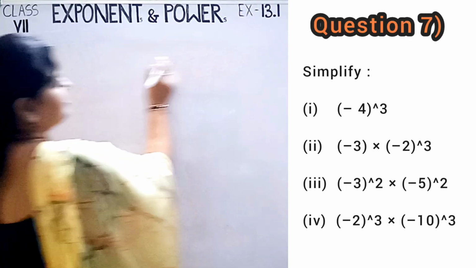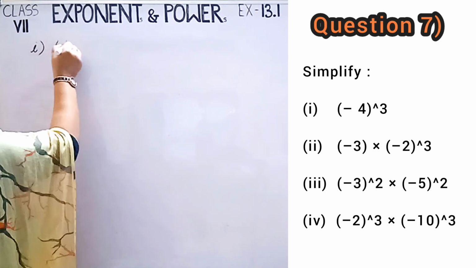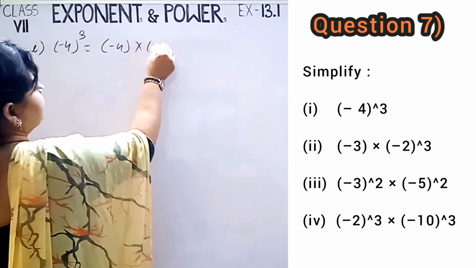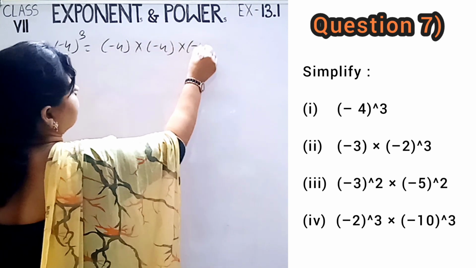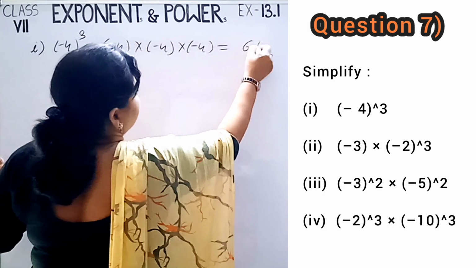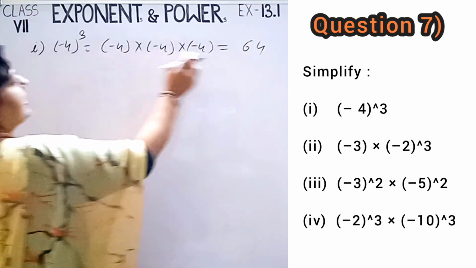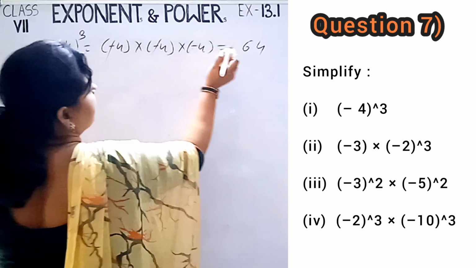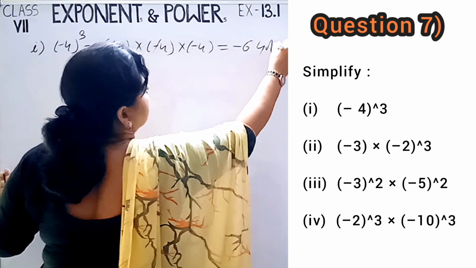Question number 7, simplify. First part, minus 4 raised to the power of 3. So minus 4 into minus 4 into minus 4. Now 4 4s are 16, 16 4s are 64. Now we have to check whether it will be negative or positive. So minus minus plus. Now this is minus. Answer.